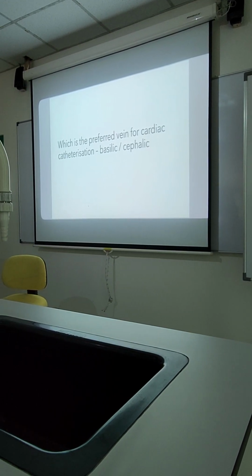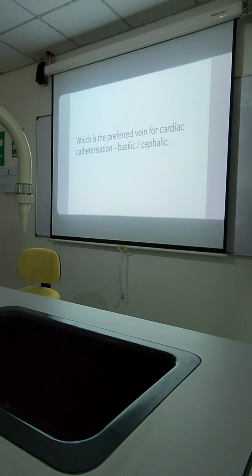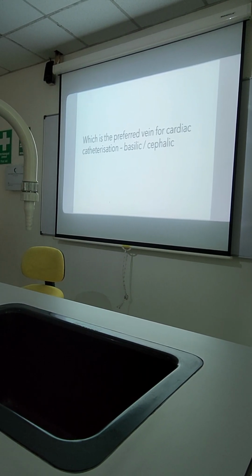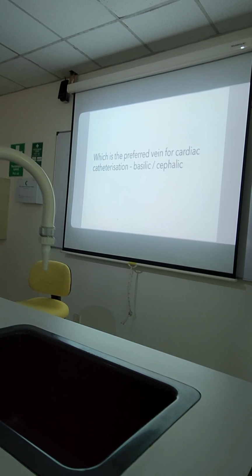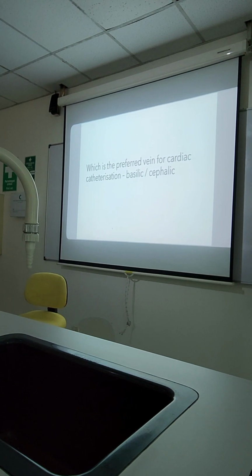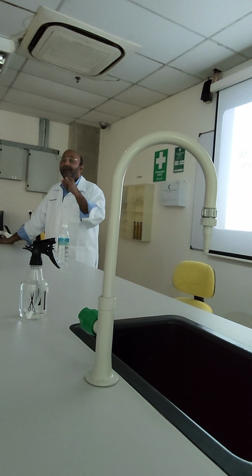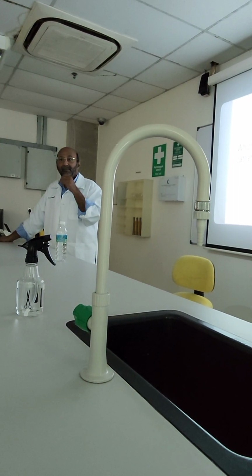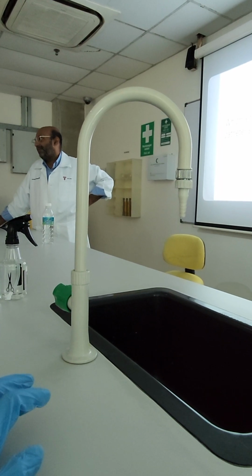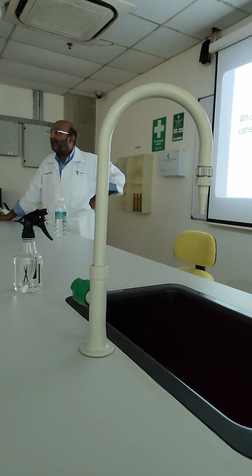Which is the best vein for cardiac catheterization? If you want to pass any tube that goes straight to the heart, which one will you prefer and why? Cephalic. If you prefer cephalic, you have to say why. It drains directly into axillary. Okay, it's more superficial. Next. Basilic directly continues into axillary. If somebody says basilic, you have to say why.